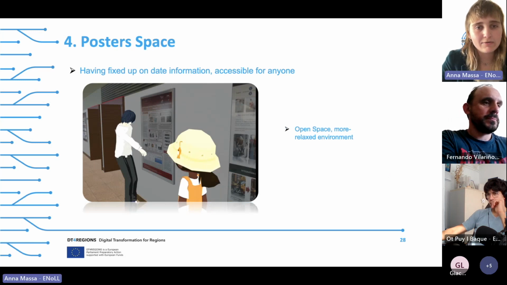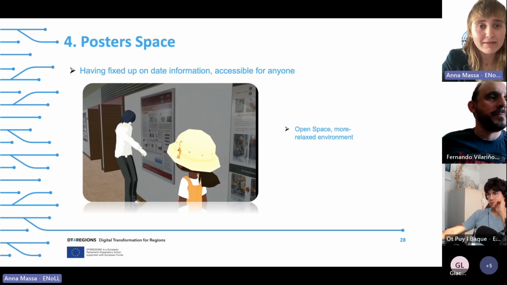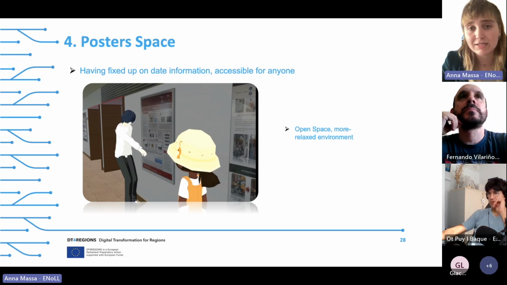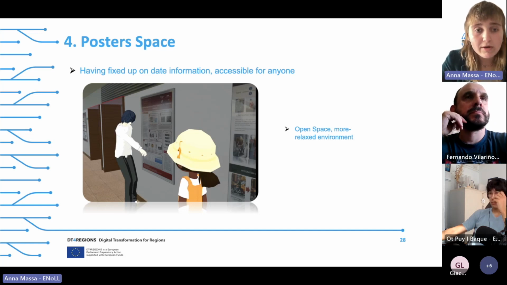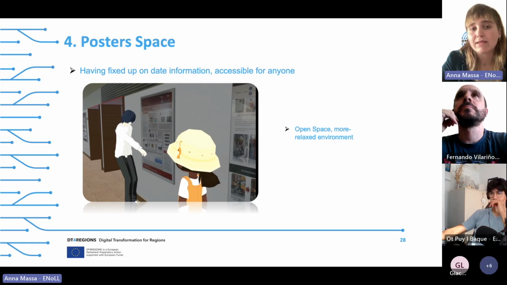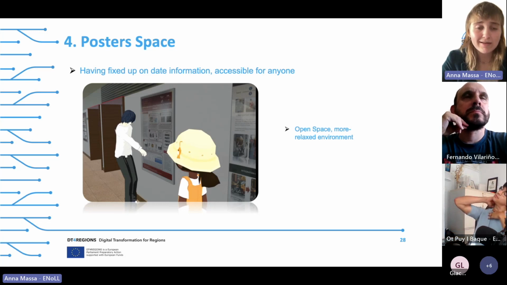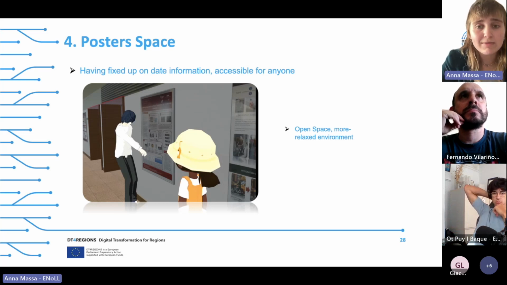Right. So this poster space, maybe it's the thing that looks more familiar, in physical terms. This is just to have up-to-date information that is accessible for anyone walking across the corridor, or maybe some presentation that is physically standing there and someone is explaining the poster, as you can see in the image, right?